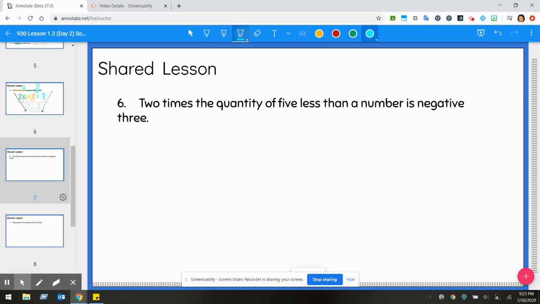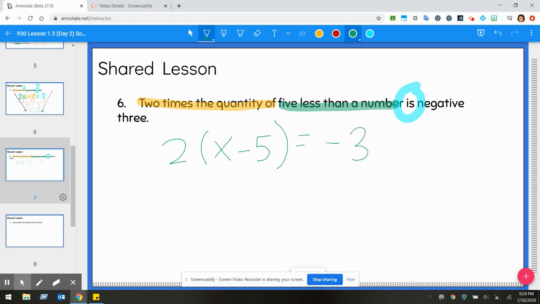So 2 times the quantity of 5 less than a number is negative 3. Let's go ahead and write this out. So 2 times the quantity indicates parentheses, 5 less than a number. That's where I'm going to switch those terms, right? It's 5 less than the number, is negative 3.